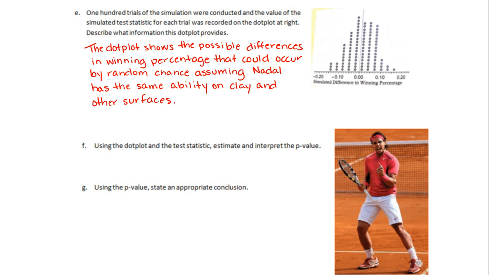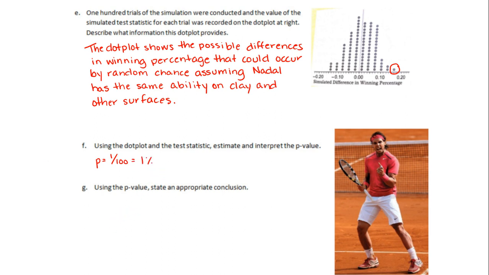Using the dot plot and the test statistic, estimate and interpret the p-value. Where our test statistic was 16.4, and if you look, there is one lone dot that is that high. So our p-value would be 1 out of 100, which is 1%.